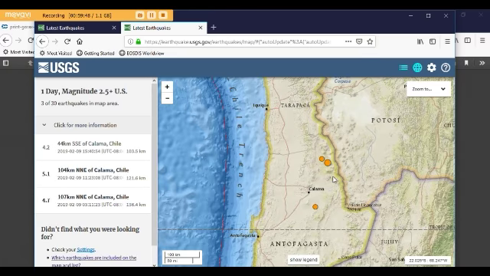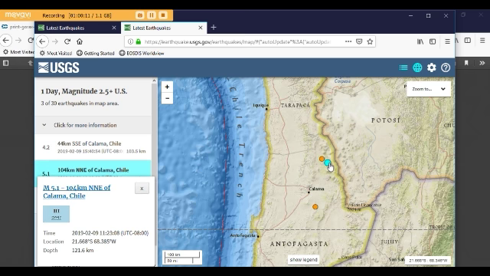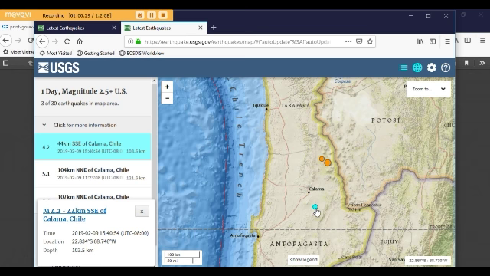Then down here, we've had, let's get the first one. The first one was a 4.7 near Calama, Chile. This one came in at 3:11 this morning, 136 kilometers deep. Then a 5.1, same place. This one came in at 11:23 this morning, 121 kilometers deep. And then, not too far away, was a 4.2. This one came in at 3:40 this afternoon, 103 kilometers deep.